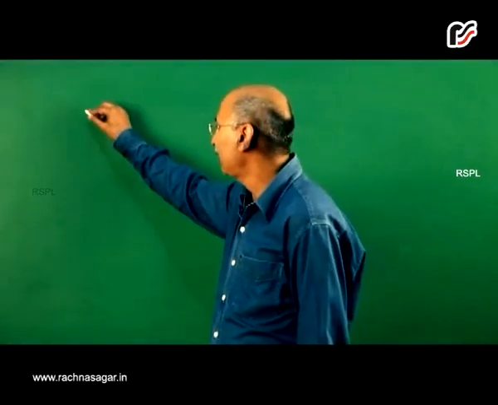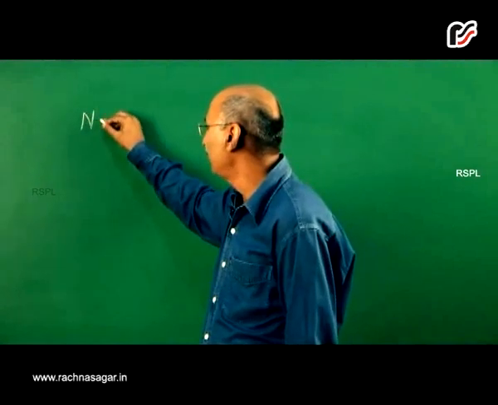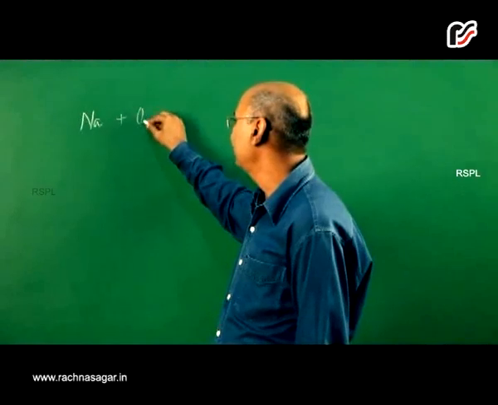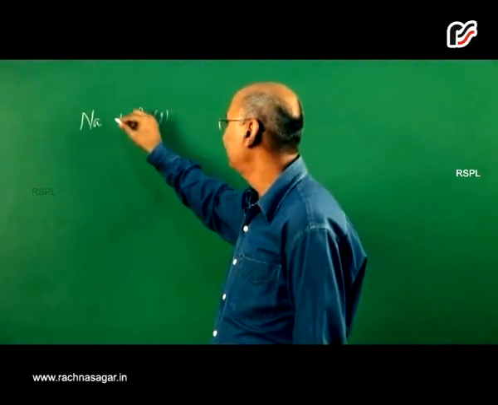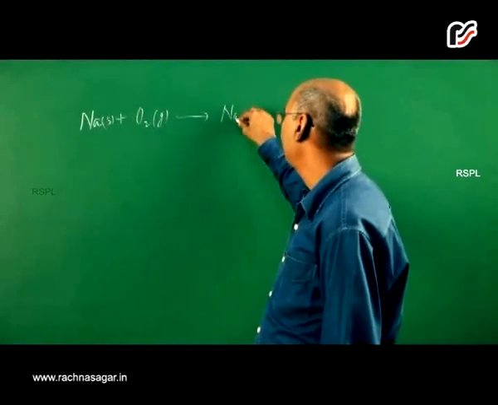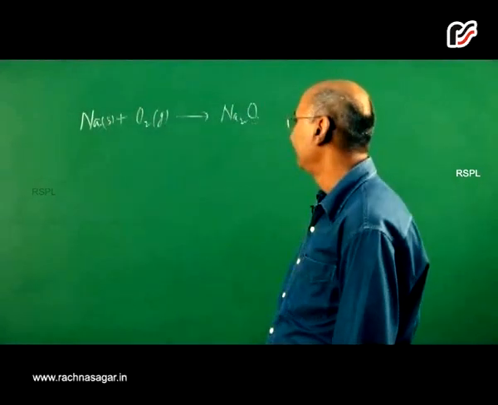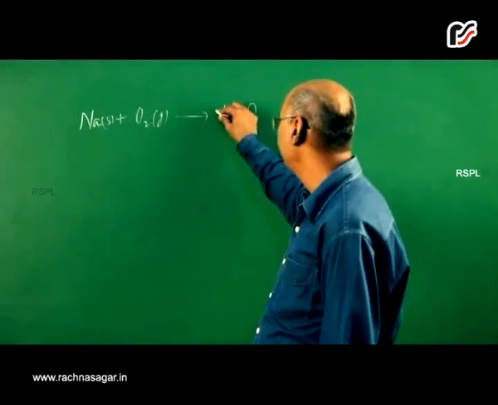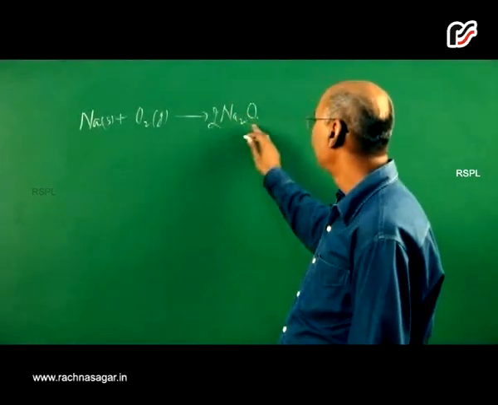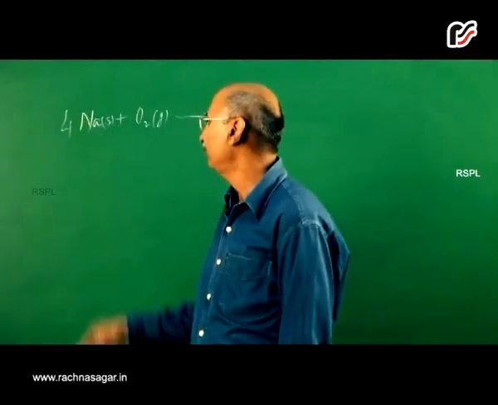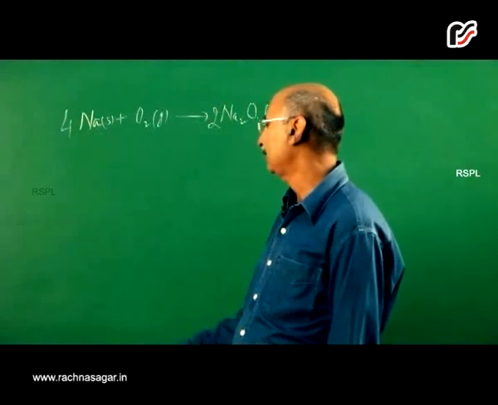Now we are going to take up reaction of metals and non-metals in air. Sodium is a highly reactive metal and it reacts with oxygen present in air and results in the formation of sodium oxide. This equation is not balanced. On this side we have 2 oxygen, so it is to be multiplied by 2. Now we have 4 sodium, so it will be multiplied by 4. Now the equation is balanced.